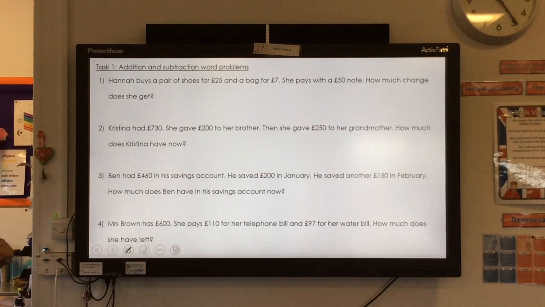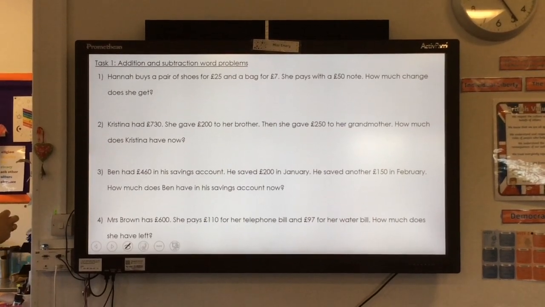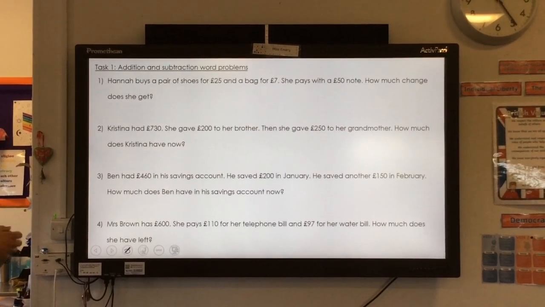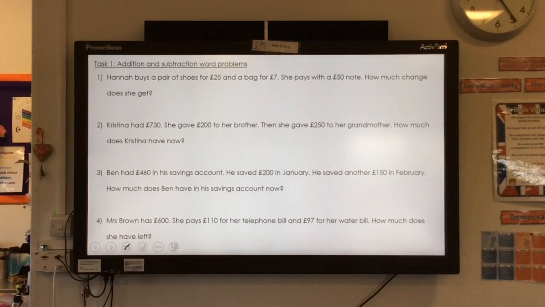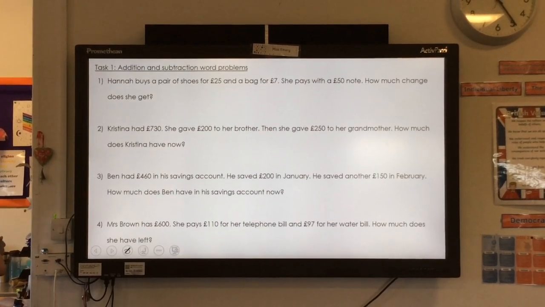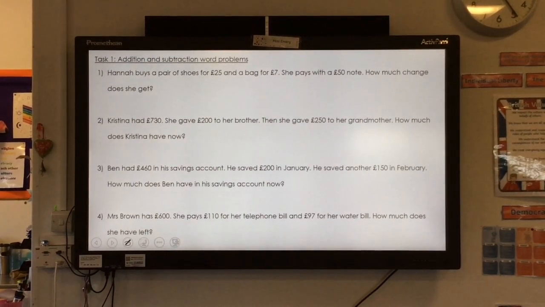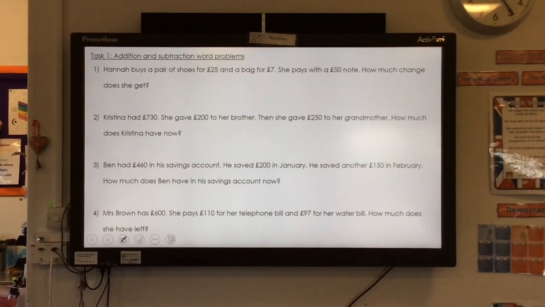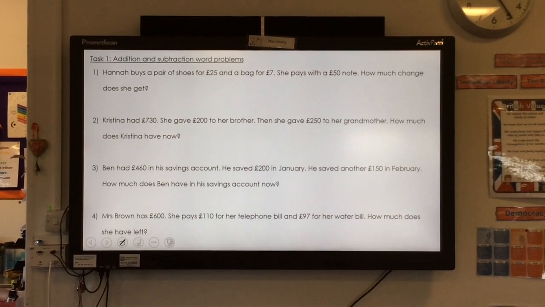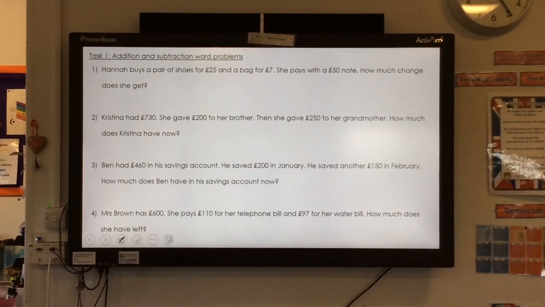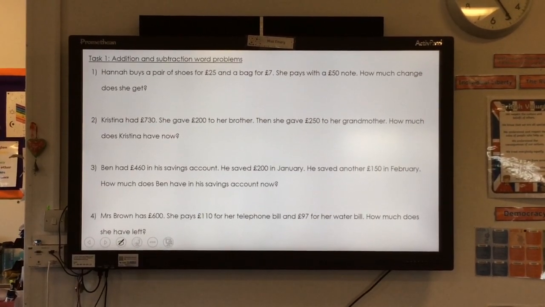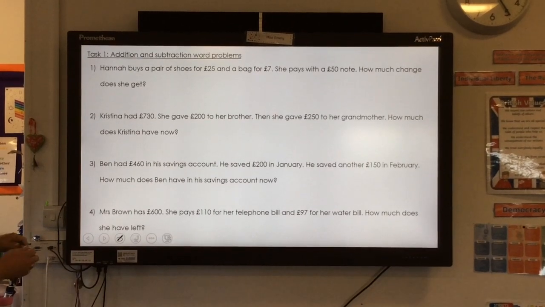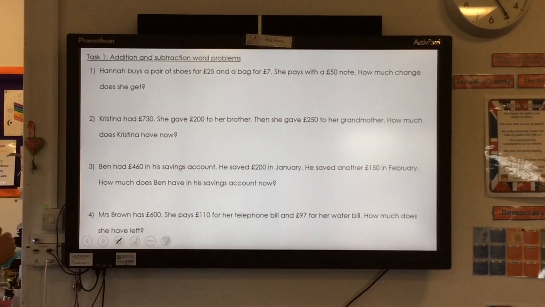Remember, there's 2 steps to these problems. So think about the first thing you'd need to work out in order to get your answer. Then, Christina has £730. She gave £200 to her brother. Then she gave £250 to her grandmother. What a generous girl. How much money does Christina have now?